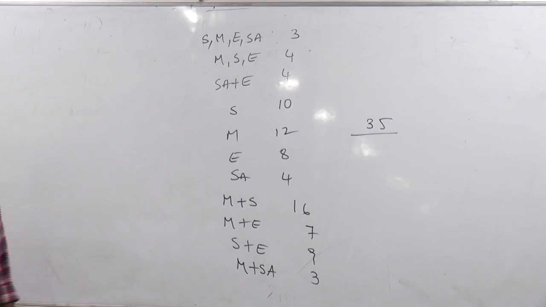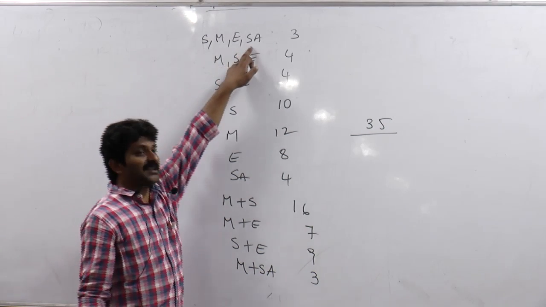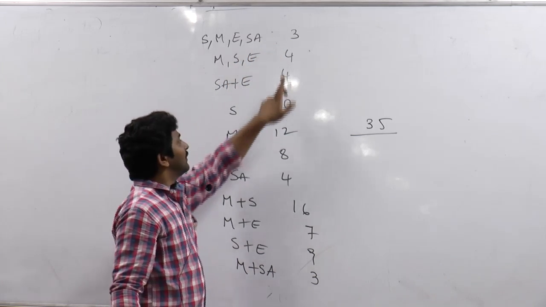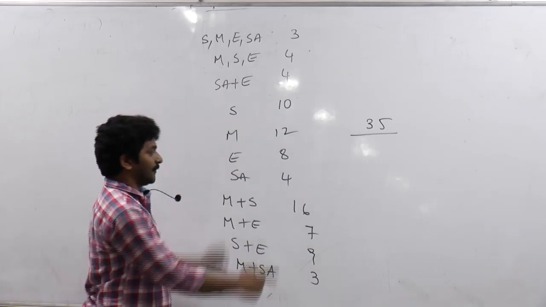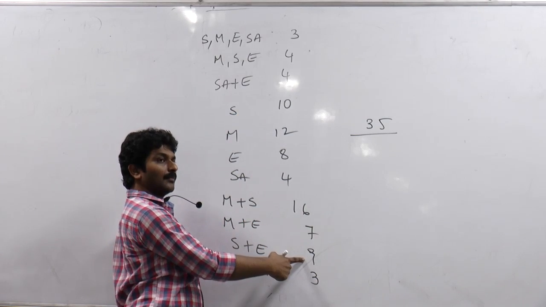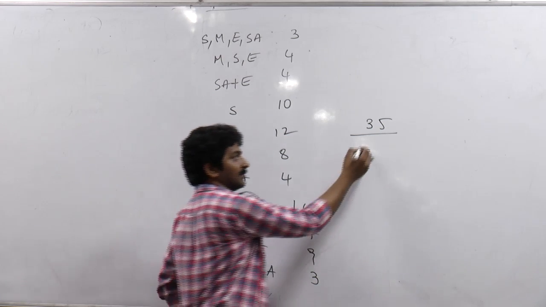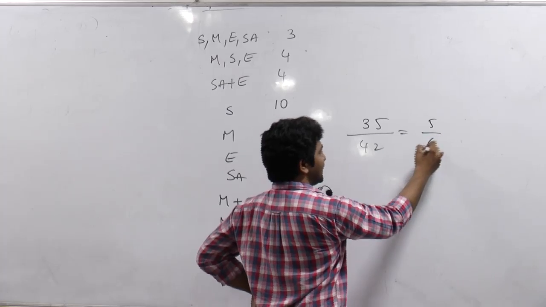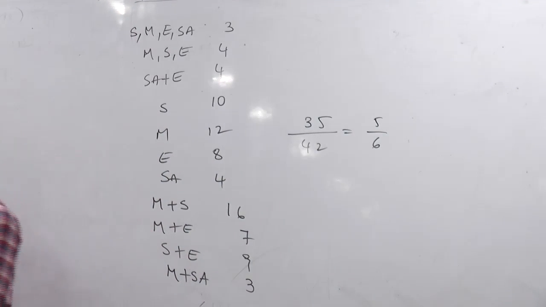The other one is science. Yes, A represents Sanskrit. Yes represents science. 7, 17, 33, 42. That's it. Cancellation with 7. 5 times, 6 times. 5 by 6, 5 is to 6.